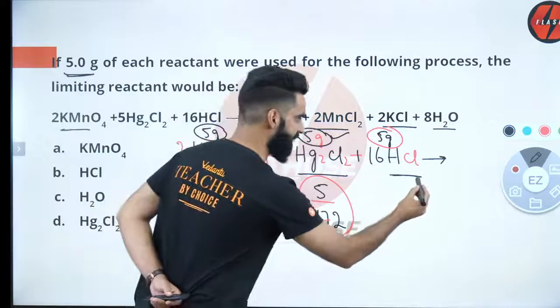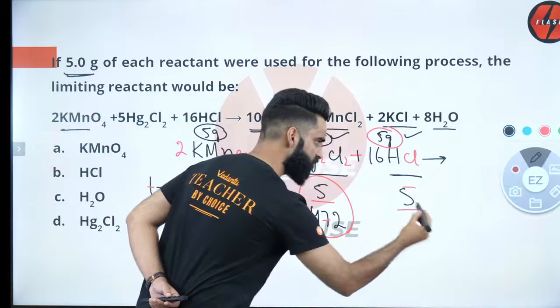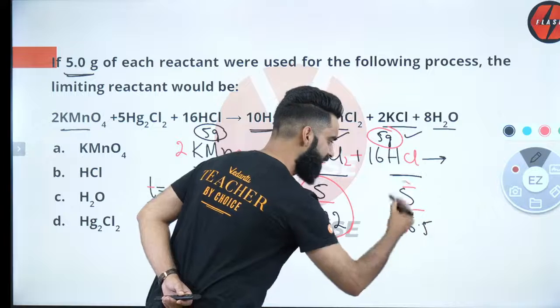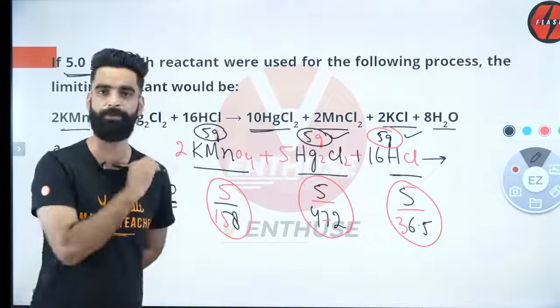Similarly, talking about HCl, I have 5 grams of HCl, so let's convert it into moles. It's going to be mass of HCl, which is 5 grams, divided by molar mass of HCl, that is 36.5. So these are the moles of the reactants given to me at time t equal to 0, right?